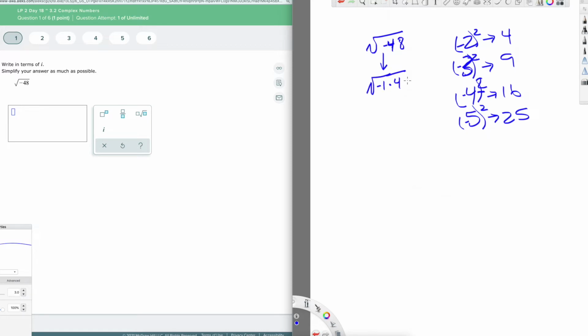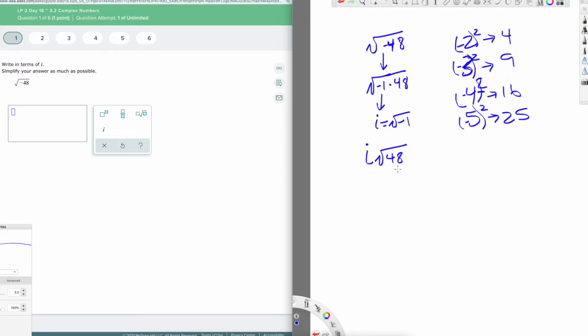So we're going to separate these out. And the square root of negative 1 equals, oops, not j, i, like that. So when we see the square root of negative 1, we take it out and replace it with i. So we have i times the square root of 48. Now let's deal with the square root of 48, because we do need to break this number down.